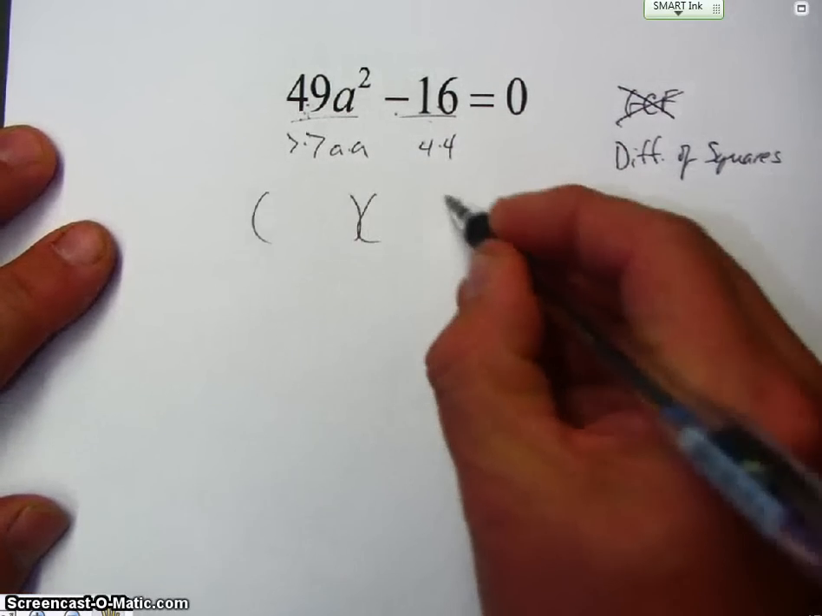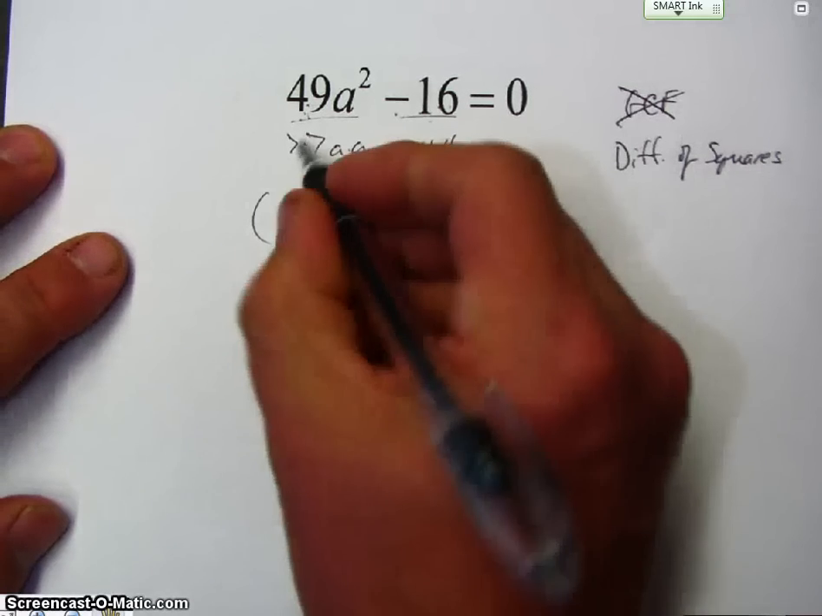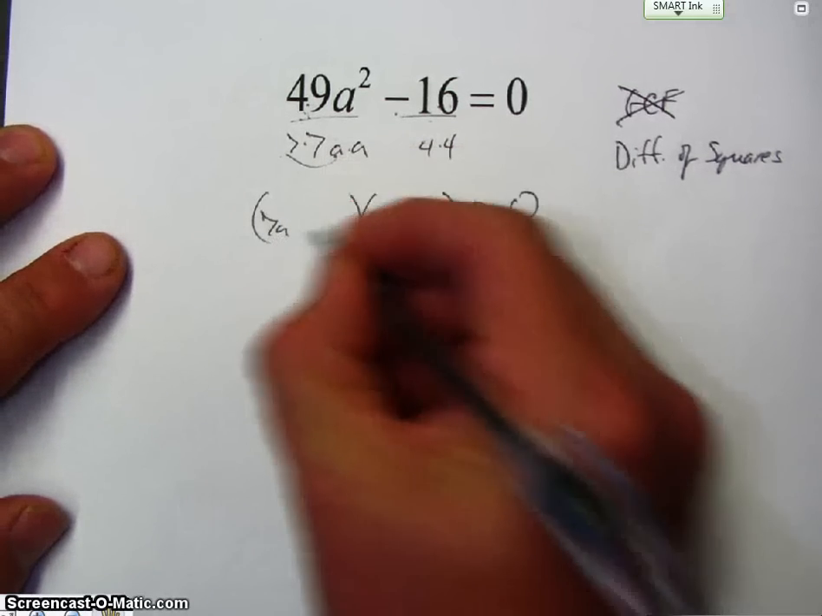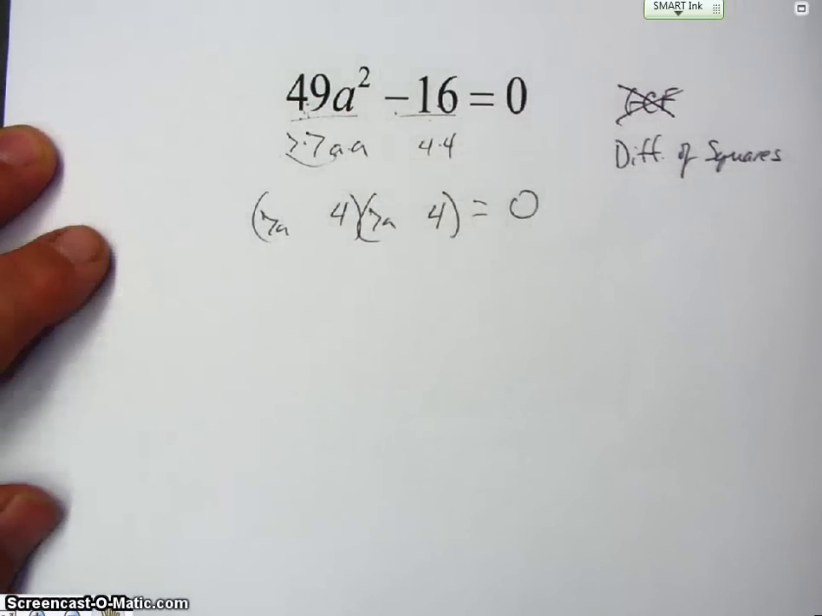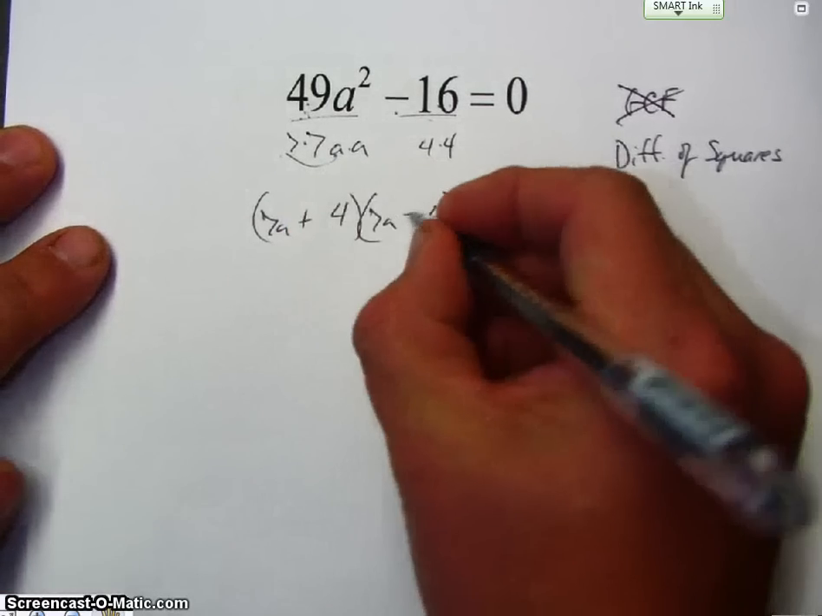So set up my two parentheses. 7a goes in one. 7a goes in the other. 4 goes in one. 4 goes in the other. And make one positive, make one negative.